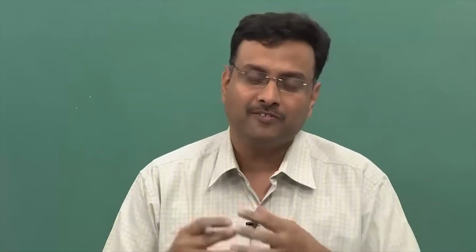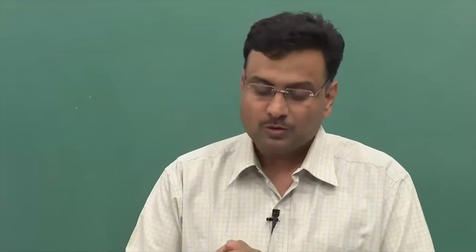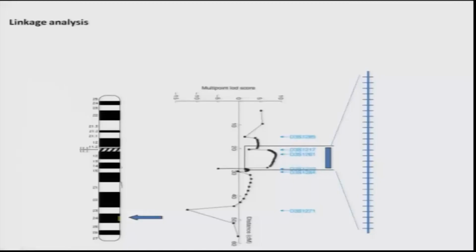So, let us see how, from that small segment that you identified by this linkage analysis, you now go and find the gene. What is the second step? The second step is that in the region that you identified and narrowed down, you need to look at a large number of markers. That is the next step.